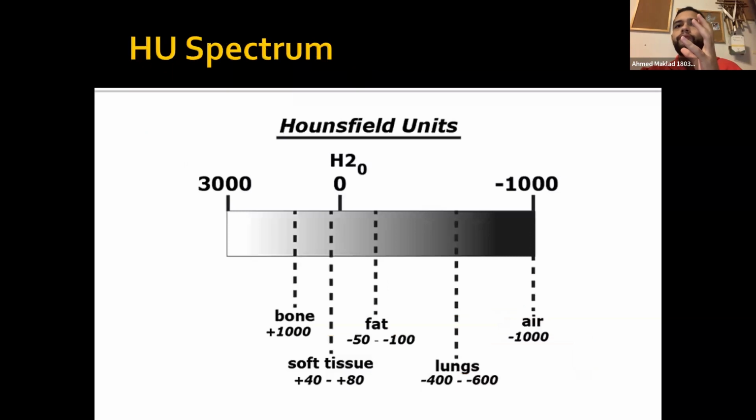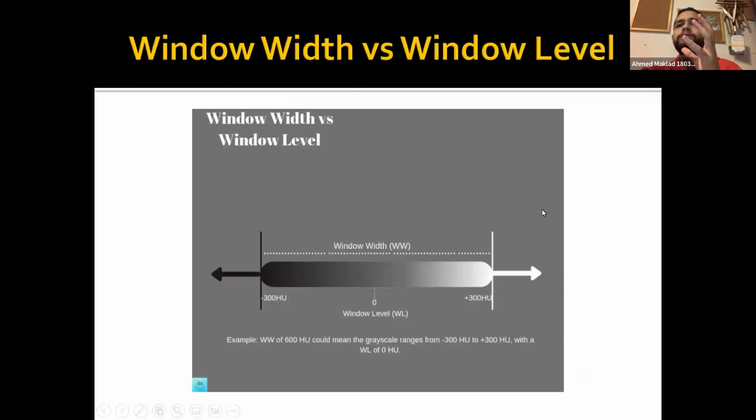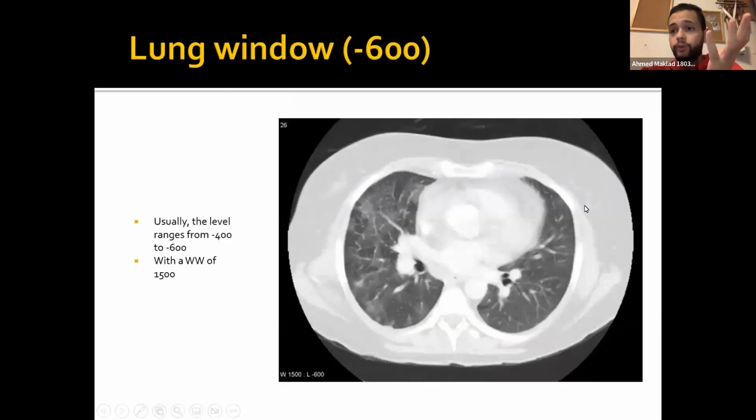So let me show you. This is just, again, same thing. All right, this is a lung window, all right? So if you notice, guys, look at the chest wall, right? You can't see anything here. Even if there was a pathology here, you wouldn't be able to differentiate it from anything. And so are the bones.